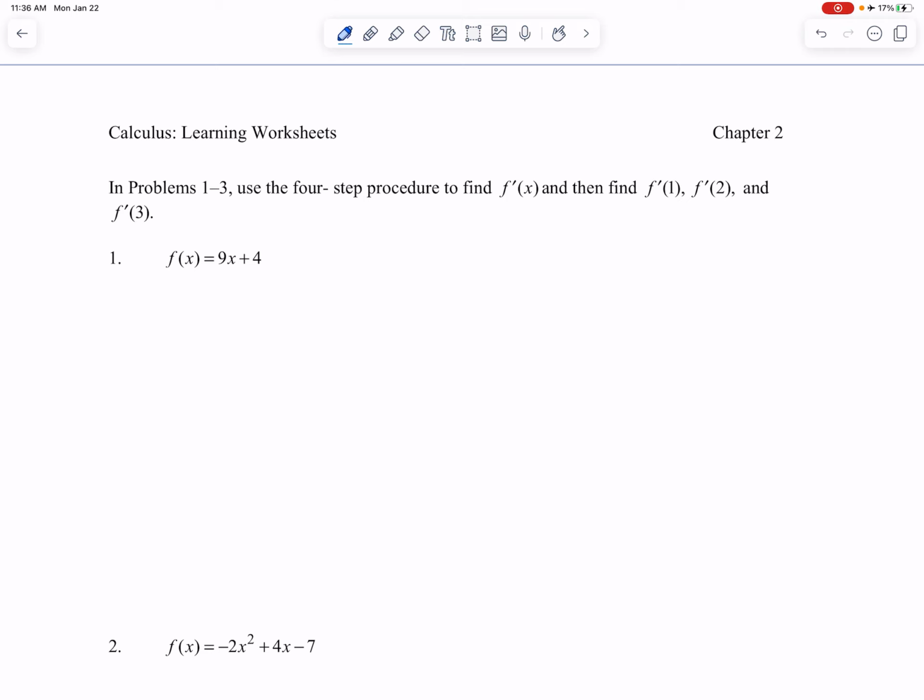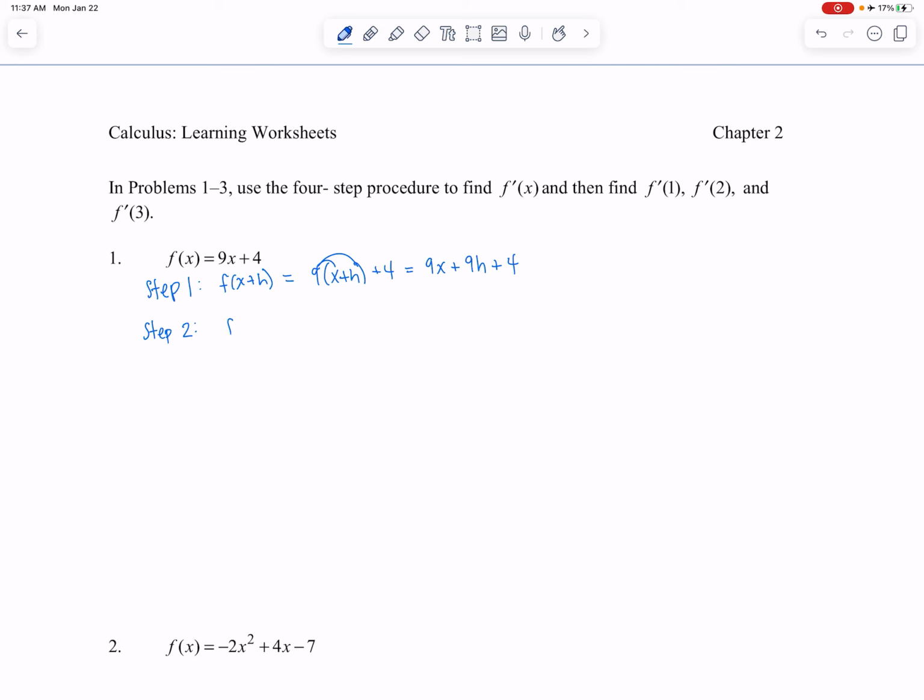So first, we're going to find f of x plus h. And everywhere I see an x, I'm going to turn it into x plus h. So I have 9 times (x plus h) plus 4. And what I'm going to do is distribute. So I'm going to rewrite 9x plus 9h plus 4. We don't have any like terms, so I'm going to continue to step 2.